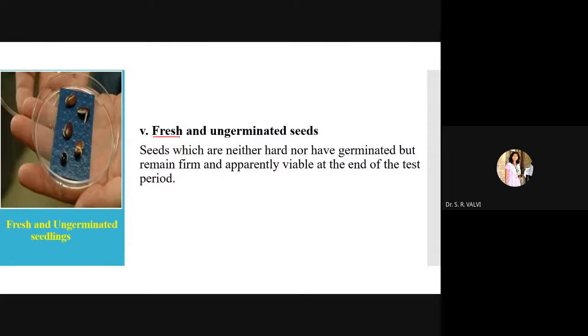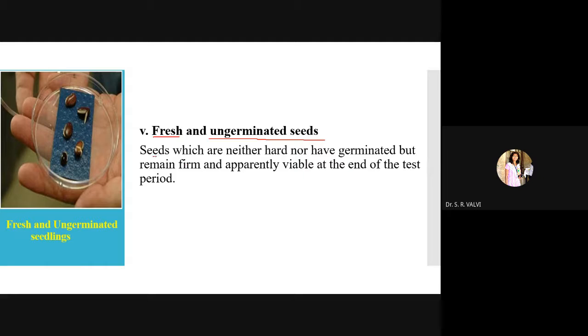The next, fresh and ungerminated seeds. Now, which seeds are called fresh and ungerminated? Suppose we have sown 10 seeds in a petri plate. Out of 10, 2 or 3 are imbibed. Okay, they are imbibed. So we would predict that as the seeds are imbibed they are going to germinate further, right? But those seeds remain as they are, they will never germinate further, right?